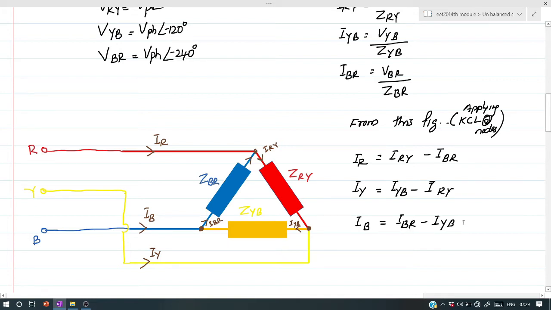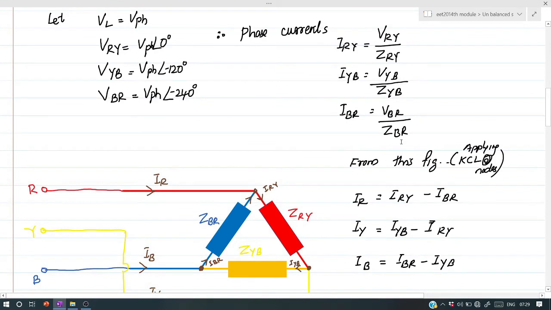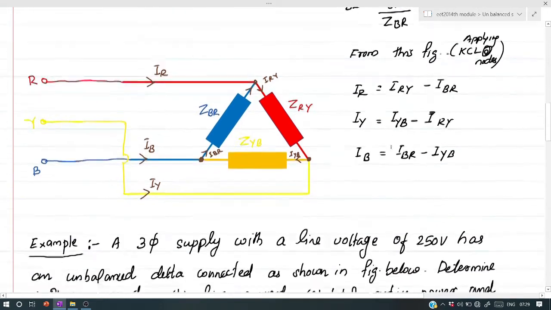So in the case of a delta connected unbalanced load, we are mainly interested in finding the phase current and line current. Once we get the line current and phase current, we can solve the problems. Already the source voltage is balanced. That voltage appears across the individual impedances. Once we have this voltage and impedance, we can find the phase current and line current like this, and we can solve the problem. Let's see one example.